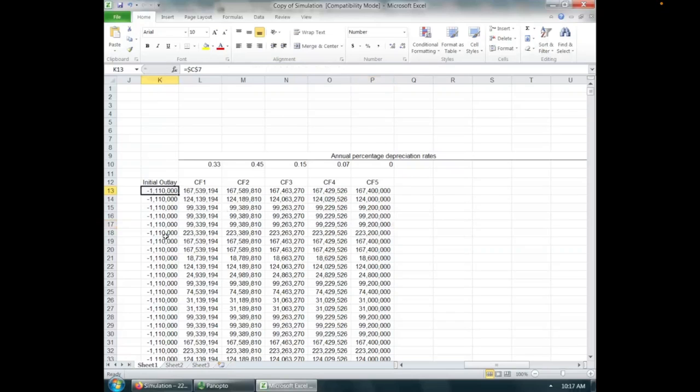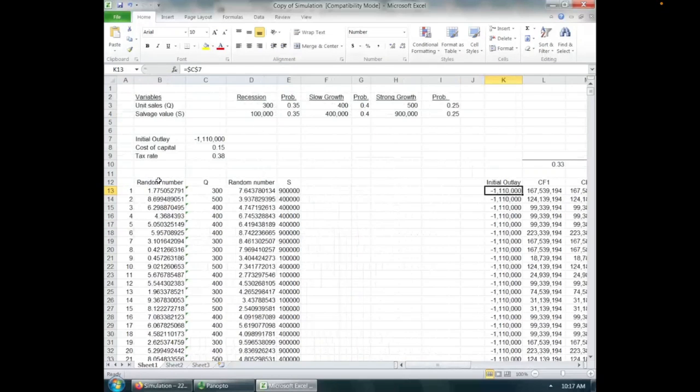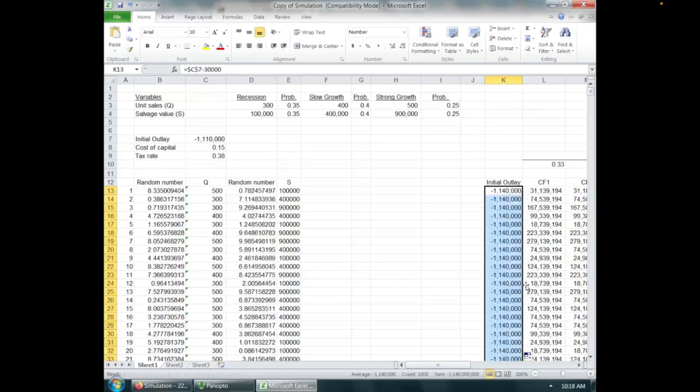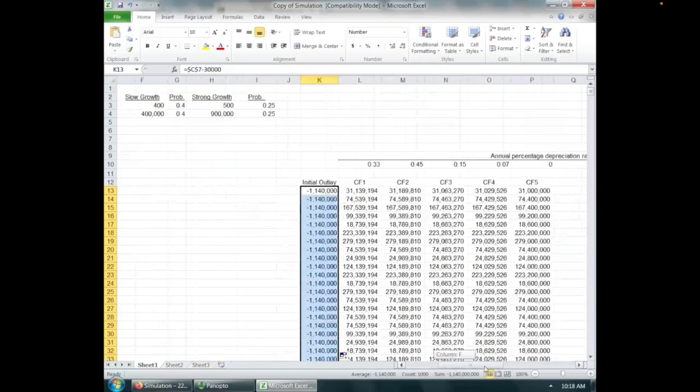Okay, so let's see, initial outlay. So initial outlay is, of course, the purchase of the equipment, as we have here. But if you remember, we also need to add to this the investment in working capital, right? There was another $30,000 investment in working capital. So let's add that as well and drag that down. So that's done.